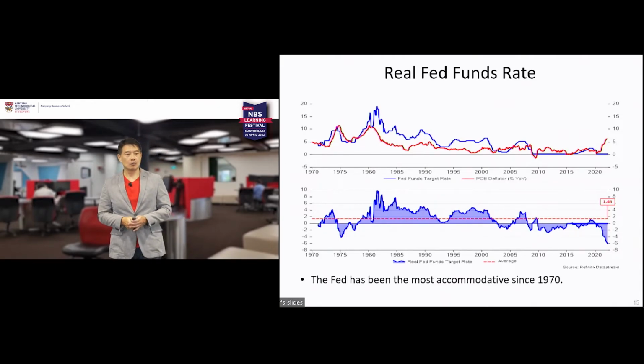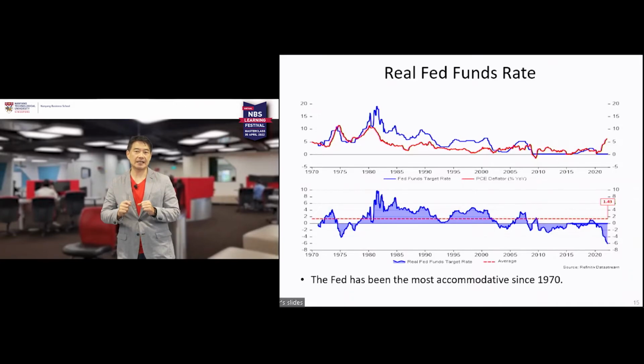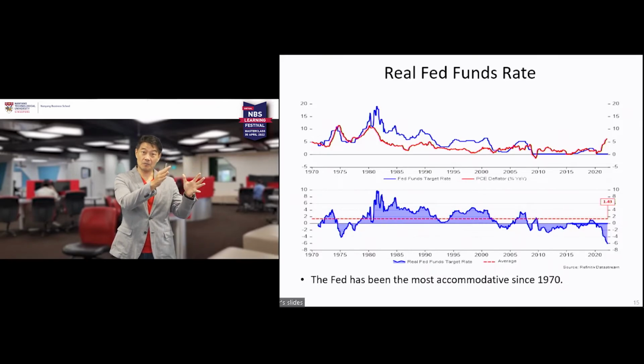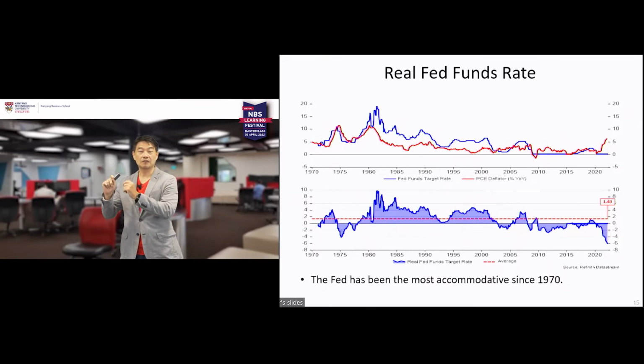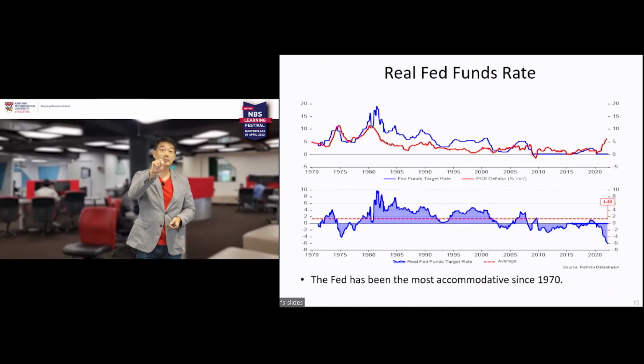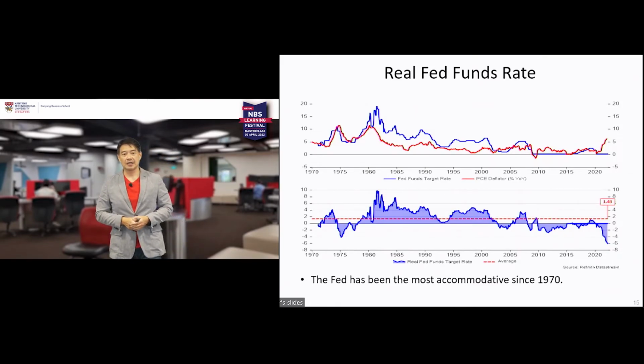So what is real? Real turns out to be taking out price effects. For example, if the interest rate is 4% and inflation is 2%, then the real interest rate is actually 2%. You take 4, which is what we call the nominal interest rate, or the interest rate you see, minus the inflation, which is 2%, and you get a real interest rate of 2%. So the real interest rate is the nominal interest rate taking away the price effect of inflation. If you look at this chart, the top thing, the blue line, is the policy rate. The red line is the rate of inflation. Now what do you observe in this?